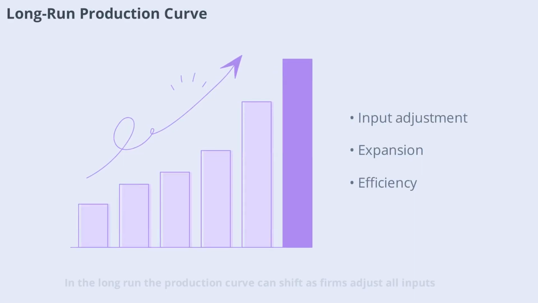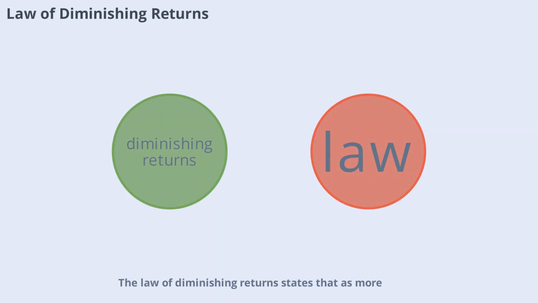In the long run, the production curve can shift as firms adjust all inputs. This allows for more efficient production and potential increases in output. The long-run curve helps businesses plan for expansion and investment, ensuring they remain competitive in the market. The law of diminishing returns states that as more units of a variable input are added to fixed inputs, the additional output from each new unit eventually decreases.